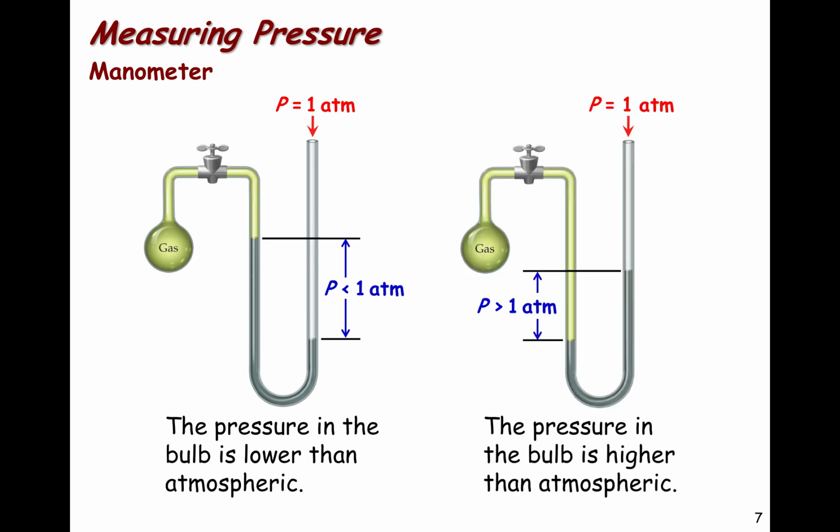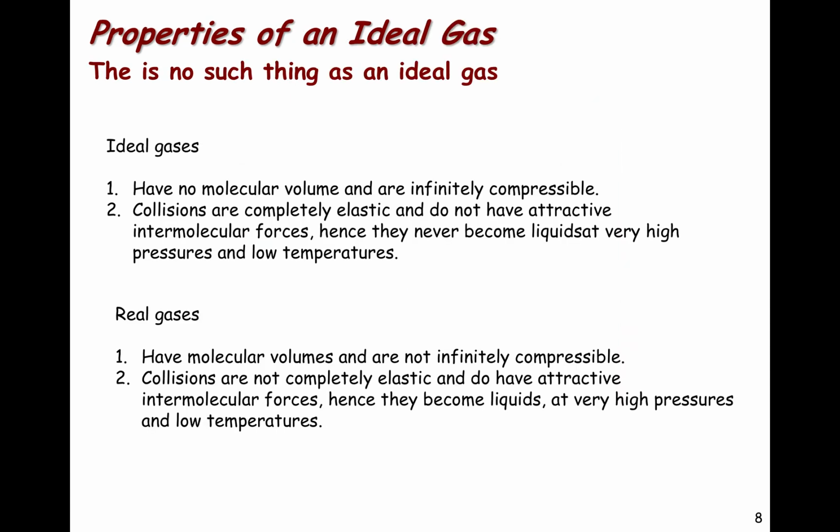Conversely, if the pressure inside of the glass bulb were higher than the atmospheric pressure, then the level of the mercury on the left side of the tube would be lower than on the right-hand side, and this would be a situation where the pressure inside the tube would be the atmospheric pressure plus the difference in the height of the mercury in terms of millimeters of mercury.